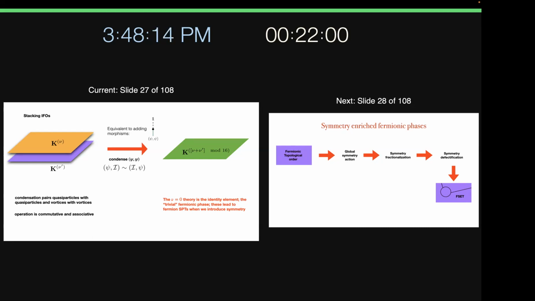Okay, the last comment to make is that there is a special theory out of the set of invertible fermionic phases, which is the nu equals 0 theory, which plays the role of the identity element. So if I stack K0 with itself, I get K0 back. So this will actually be the trivial fermionic phase. And this is one reason why fermionic phases are actually so difficult to analyze and study. The trivial phase is actually not that trivial. It's a non-trivial modular tensor category, sort of a fermionic cousin of the toric code. Any questions?